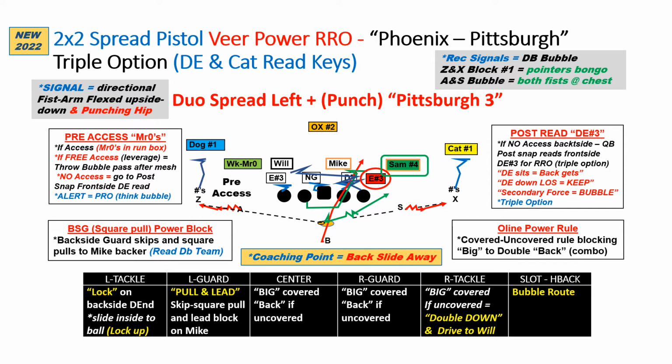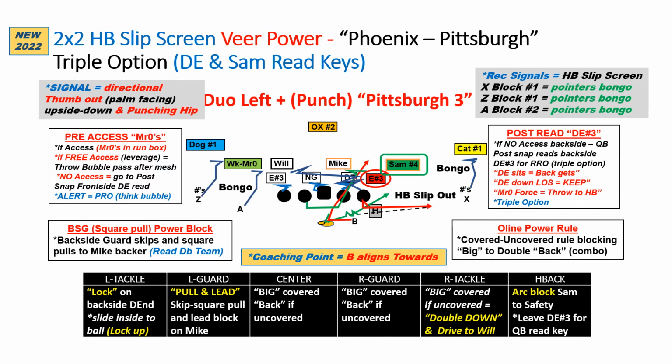The B-back takes his 6-inch slide step away to the left and then attacks downhill through with the quarterback meshing him down the stem, reading defensive end front side to Sam backer, keeper, pitch, pass. We can run our split zone slip screen here to the H-back.